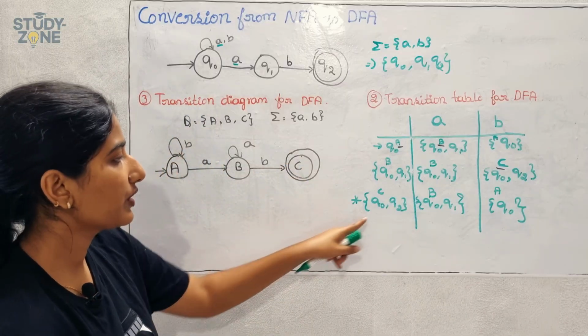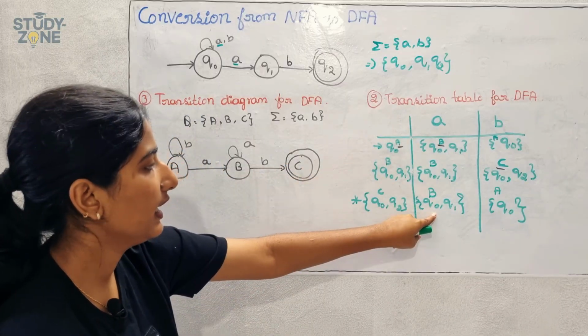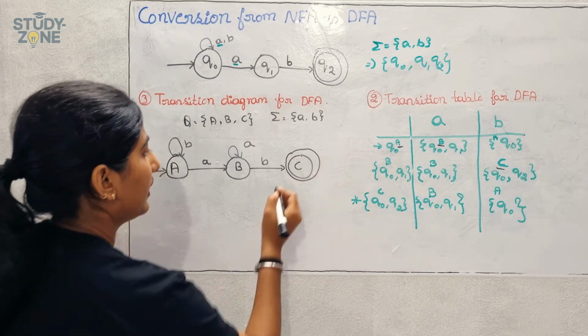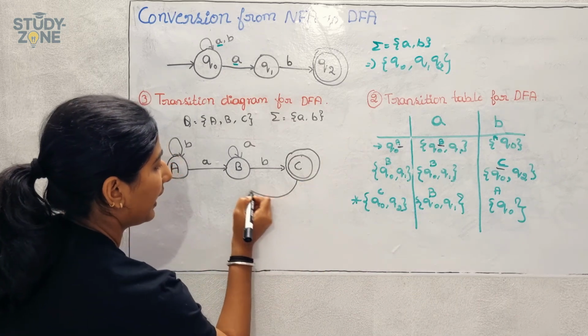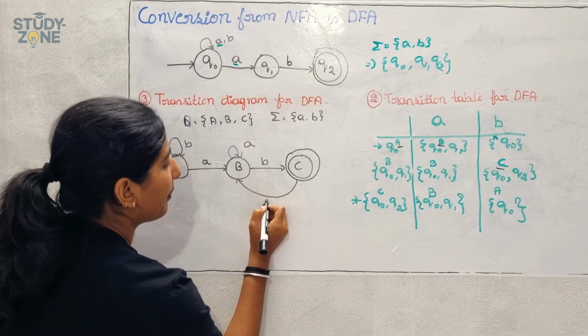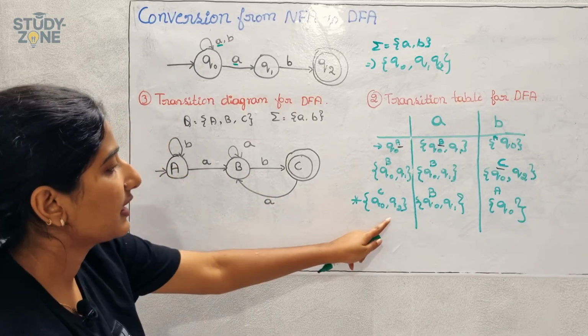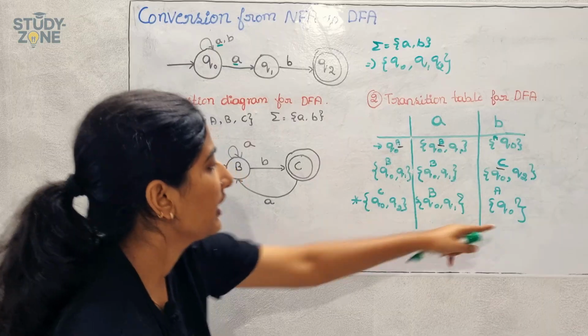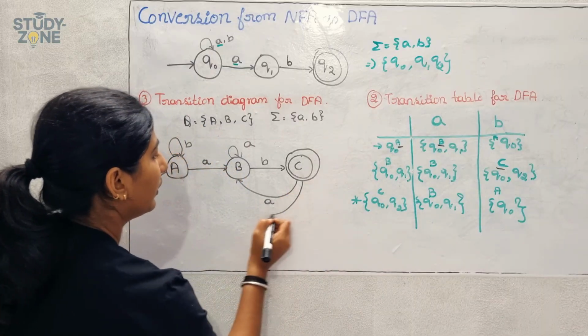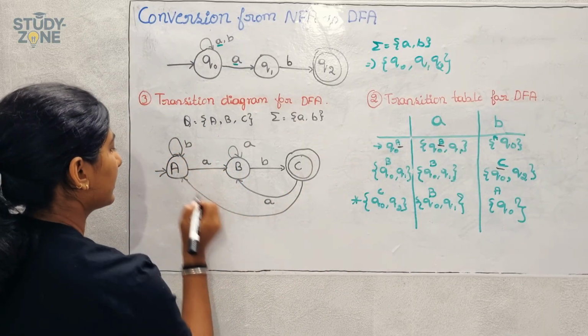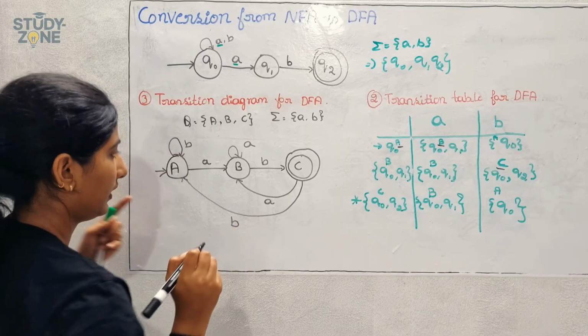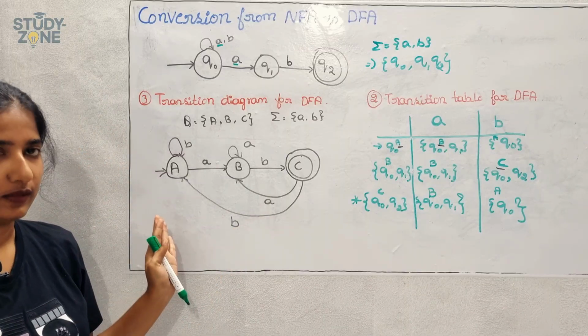Done. Now C on input symbol A moves back to B, and C on input symbol B moves back to A, right? Now the transition diagram is done.